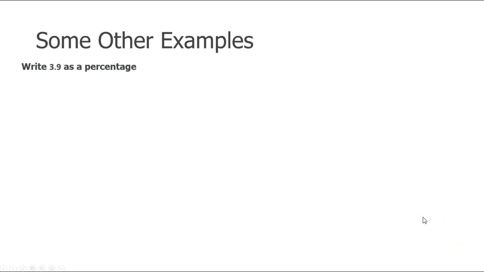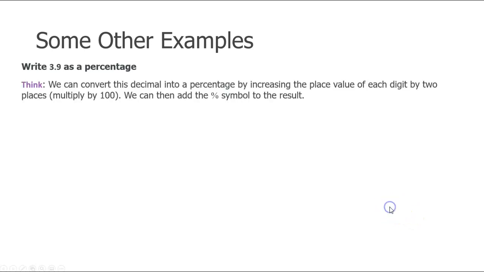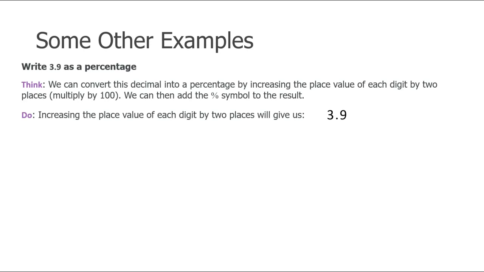So here we again have 3.9, and we want to write that as a percentage. So we think about, again, what does that mean? It means that we are going to increase the place value, or multiply by 100, basically, and then add the percentage symbol at the end to show that this is actually out of 100. So let's do the steps again. We've got 3.9. We are going to move our decimal place 2 places to the right, which is the quick way of multiplying a decimal by 100.